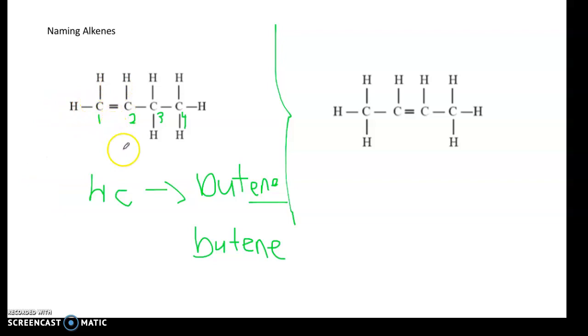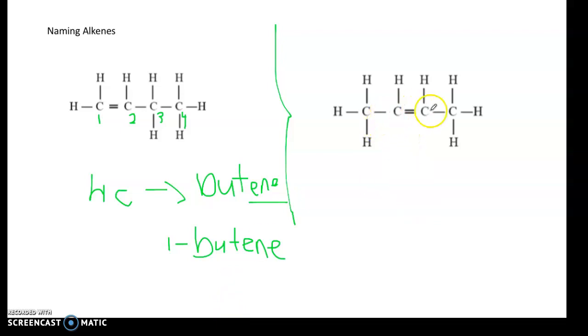So our double bond is located on carbon 1 and carbon 2, but we're going to go with the lesser number first, so it's going to be located on carbon 1. How do I put that in the name? I'm going to say 1, a dash, butene. That 1 tells me where that double bond is.